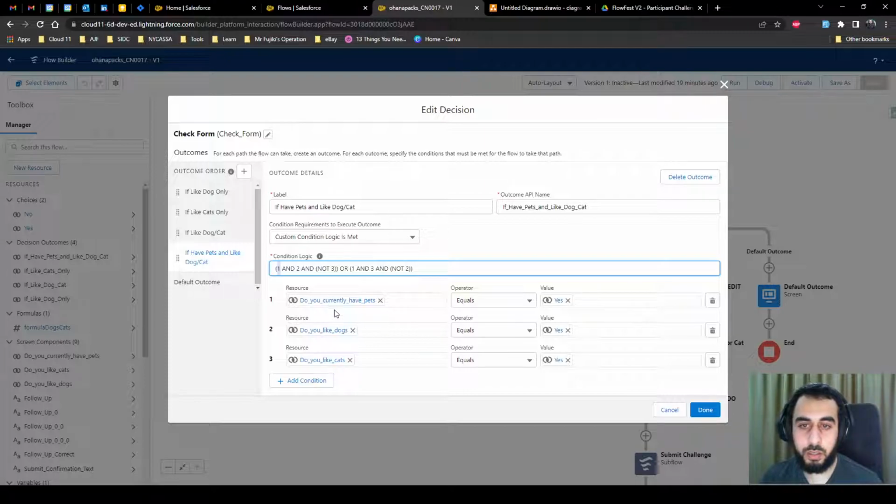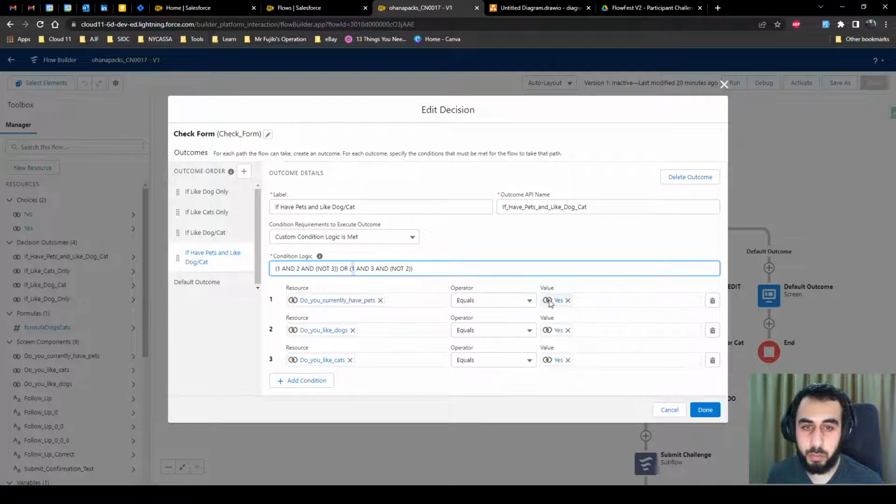One is, do they have pets? Yes. And two, and they like dogs. And not three, the opposite of this, and they don't like cats. So the first statement here: they have pets, and they like dogs, and they don't like cats. The second statement here is they have pets, they don't like dogs, and they like cats.